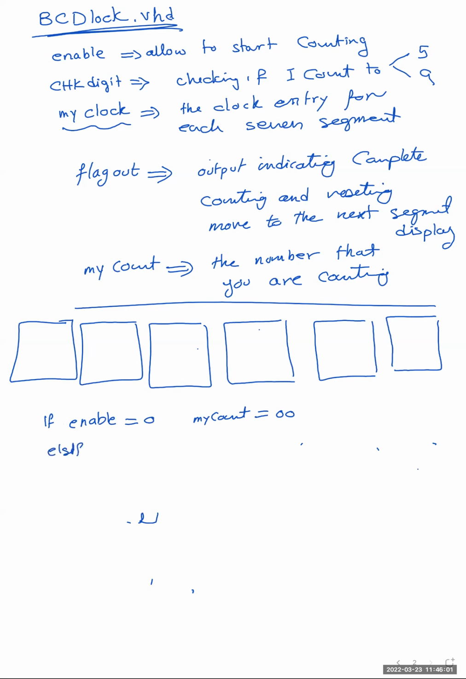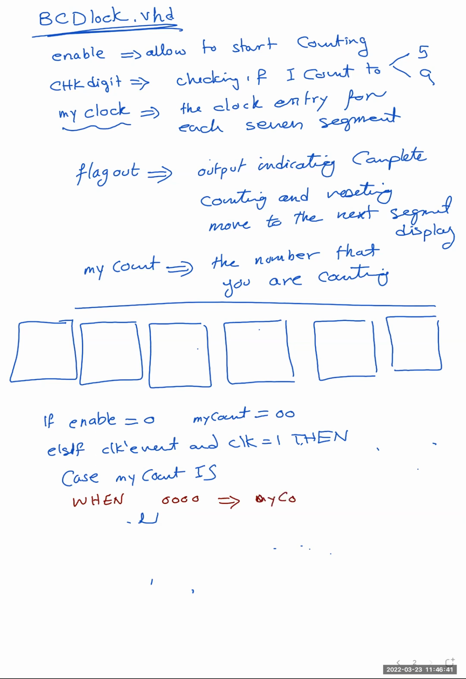Else, if a clock event happens and clock is equal to 1, then I will start to check the different cases for my count. So when my count is 0, 0, 0, 0, and I have a clock cycle, that's going to move to my new count, my output count. Let me call this one just count. And this is going to be my count. So this is your output one.